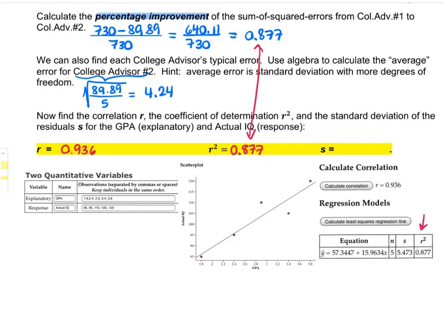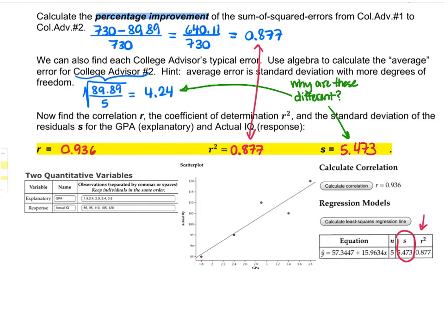And then we also see that the S is given. This is the standard deviation of the residuals, and you may have noticed that we didn't see S when we did the regression on our calculators. So our S is 5.473, and this number we're going to compare with the 4.24 we found just a few minutes ago. And of course they are different values.